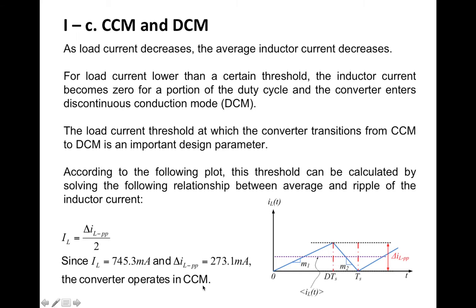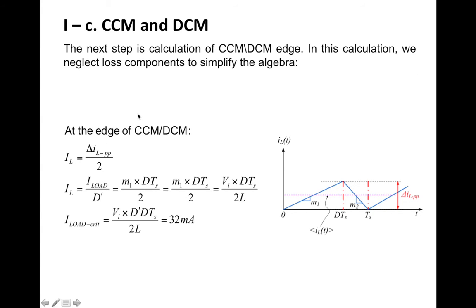Second question is, when is the boundary point? If we solve this equation, it turns out that the critical load current at which the inductor current becomes zero for a very short period can be calculated from this equation. And this is 32 milliamp of current from the load. So right now we're using 120 milliamp load current. If we drop it to 32 milliamp, we enter discontinuous conduction mode.